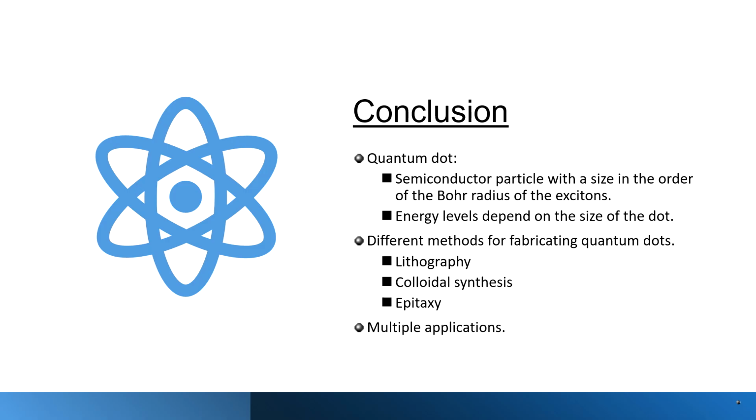So the conclusion is that quantum dots are semiconductor particles with a size on the order of the Bohr radius of the excitons. Energy levels depend on the size of the dots. Different methods for fabricating quantum dots are lithography, colloidal synthesis, and epitaxy, and they have several applications, and that's why quantum dots are a very important part of nanotechnology and nanostructures.